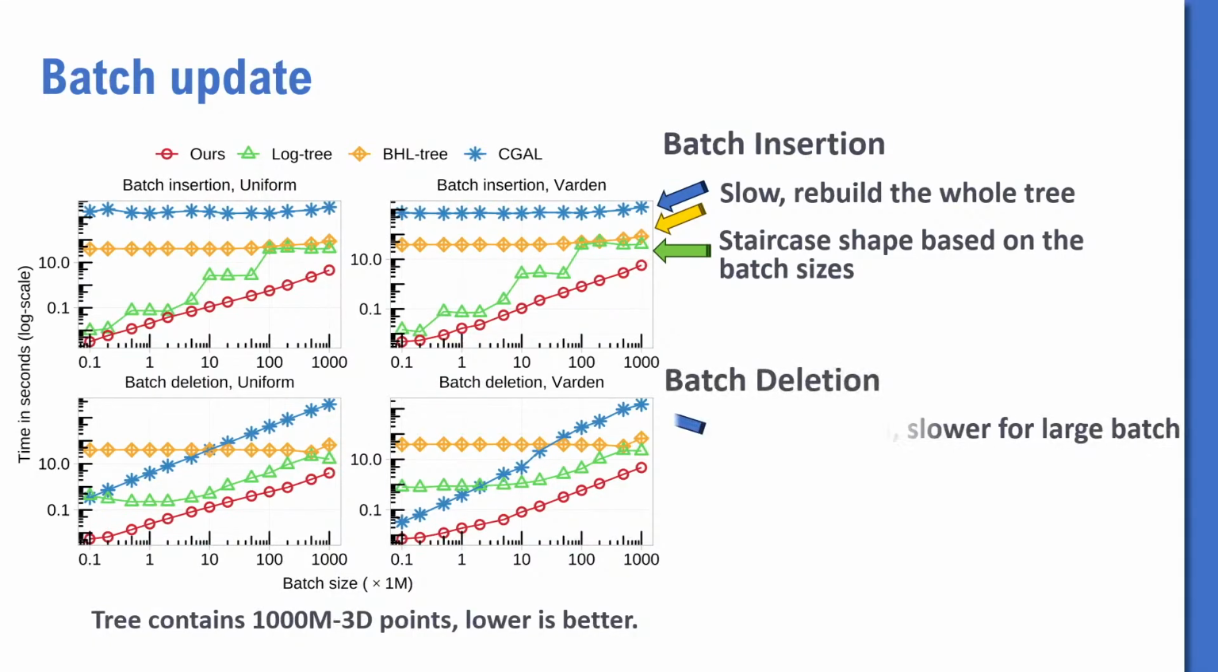Same for deletion. So for deletion, you can have serial deletion, which is bad. You can rebuild, that is also bad. So deletion is almost similar. Just partially rebuild the imbalanced part and sieve it, and then you can get much better performance.